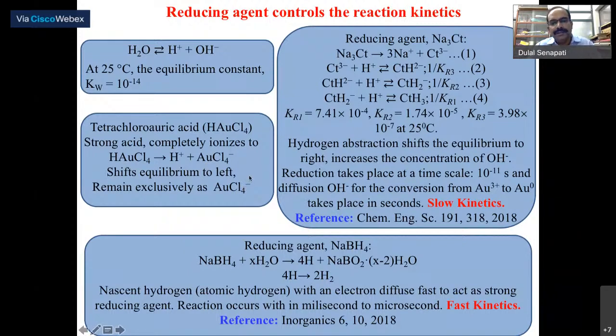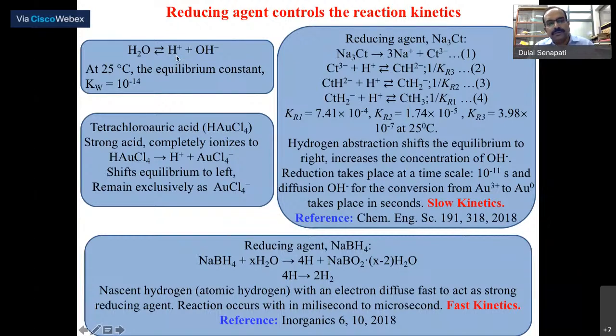Now suppose we want to reduce this gold. Here gold is in the plus 3 state. We want to reduce the gold with trisodium citrate, which is a reducing agent. How does trisodium citrate dissociate? It dissociates into 3 sodium ions and citrate 3-. This citrate will abstract hydrogen ions from the water, so the water will become hydrogen-deficient.